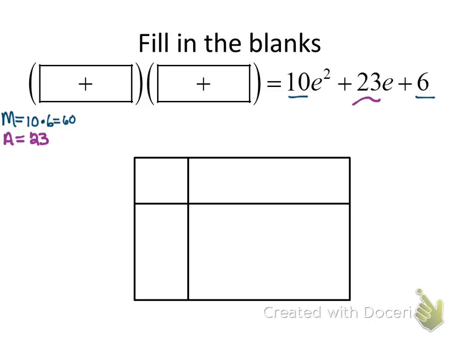So find where it says 60. Now, all those numbers multiply together to get 60. So now you need to determine your A. Which of those factors can I now add together to get 23? So, say it again. That's going to be my MA. It's going to be 3 and 20.